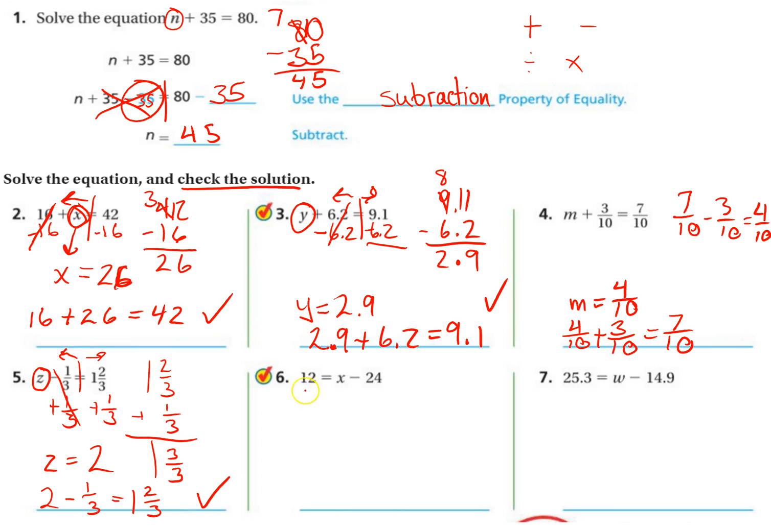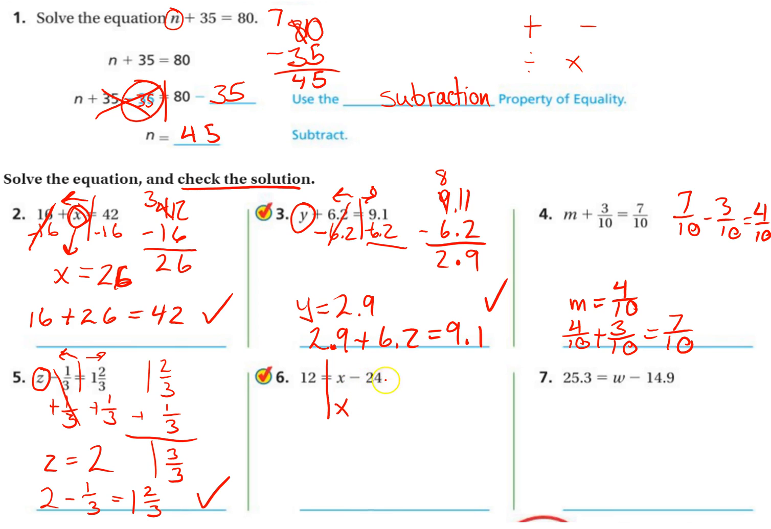Okay. Let's do number 6. Now this kind of confused a few students yesterday. It doesn't matter which side the variable is on. It doesn't matter which side the letter is on. Your goal is to always get the letter by itself. So in this case, here's our equal sign. The letter happens to be on the right side, but that's all right. We still want it by itself.